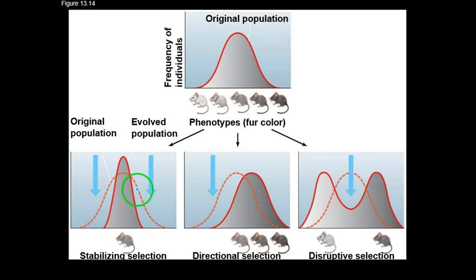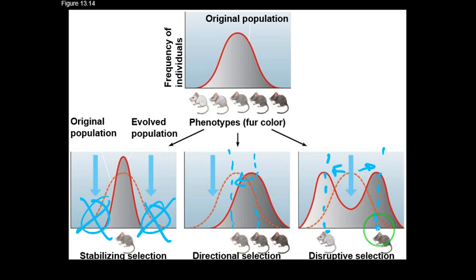Stabilizing selection, the ones in the middle are favored. The ones in the extremes out here don't do as well. Okay, so those are not good. In directional selection, you have a mean shift of the population from one direction to the other. And then in disruptive selection, you have a change from a unimodal population to a bimodal population, where the mean hasn't shifted, but the intermediate phenotypes don't do as well. Okay, so those are the three types of selection.